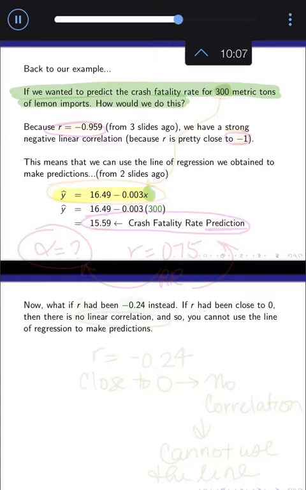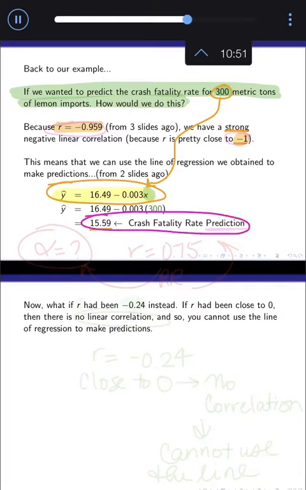Okay, so if we have an R value of negative 0.96, that is pretty strong because it's very close to negative 1. So that would mean we have a strong negative linear correlation. Because it's strong, because it's close to negative 1, we're going to go ahead and use the line. So we will take that 300 and plug it in wherever there's an X, and we get out 15.59 for our Y. And that's our prediction that we're going to make using our line.